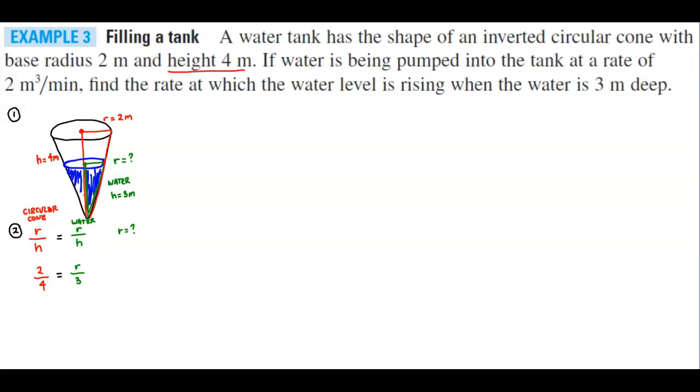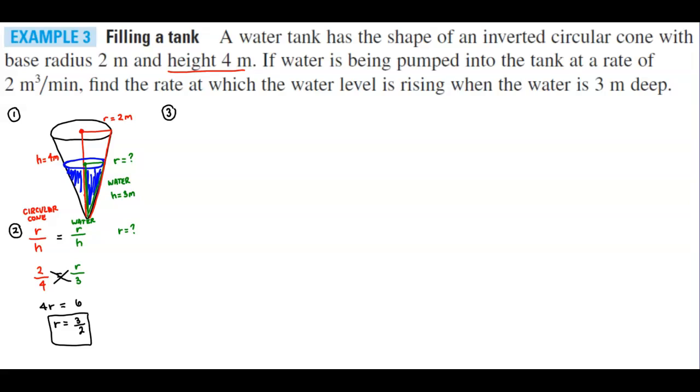So what we can do here is cross multiply and then solve for R. We have 4 times R, which is 4R, and we have 2 times 3, which is 6. Divide both sides by 4 and reduce, then we know that the radius for the water is going to be 3 over 2. So now what we need to do is find the derivative of R with respect to t.